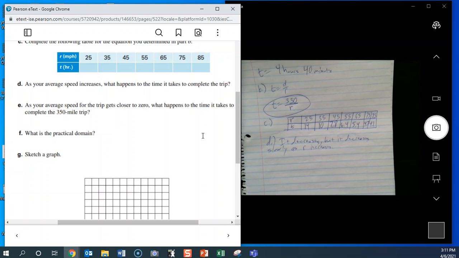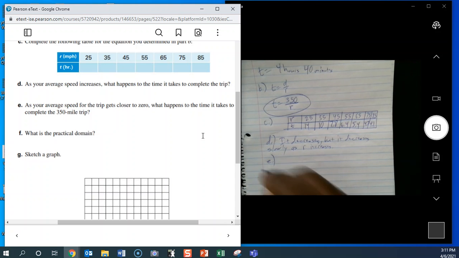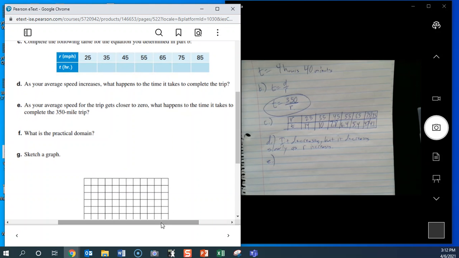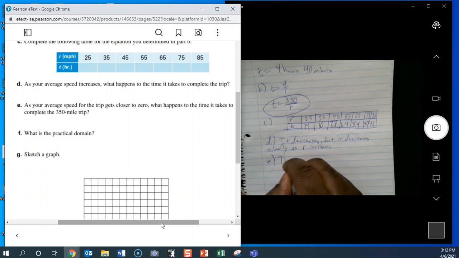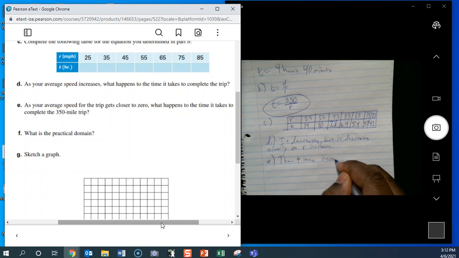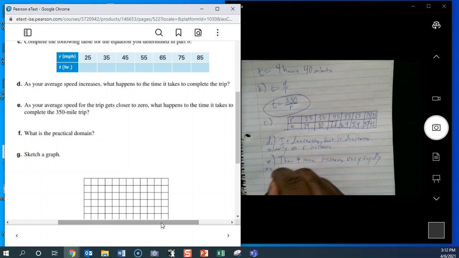All right. Now we go to E. It says, as your average speed for the trip gets closer to zero, what happens to the time it takes to complete the 350-mile trip? The time increases very rapidly as the rate approaches zero.